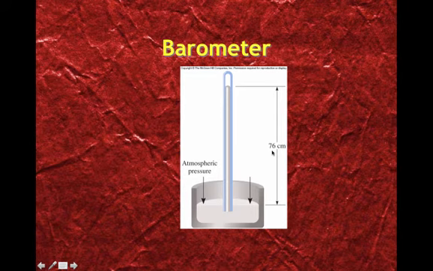So this one's 76 centimeters. I don't know why mercury. That's just what they have always used. So when you see mmHg for a pressure unit, that's millimeters mercury. When you check your tires, what units do you use? PSI. That's pounds per square inch. So it's pounds, which is a force, per square inch, which is an area, force per area.